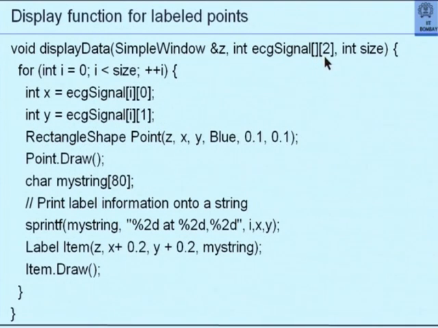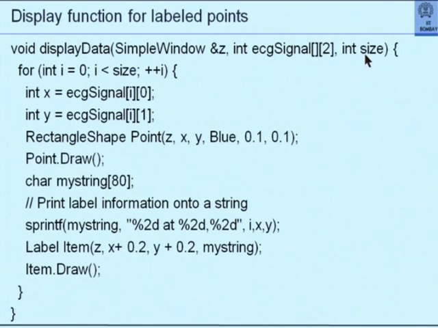Notice the way the parameter is passed. The ECG signal name itself will be a pointer. But when you pass a two-dimensional array, the exact nature of the two-dimensional array storage is not known to the called function unless it knows the columns and rows. It so happens that if it knows the number of columns, that is sufficient for it to calculate the pointer addresses because the storage is always row-wise.